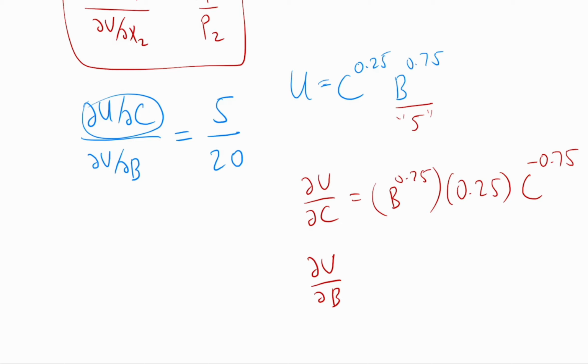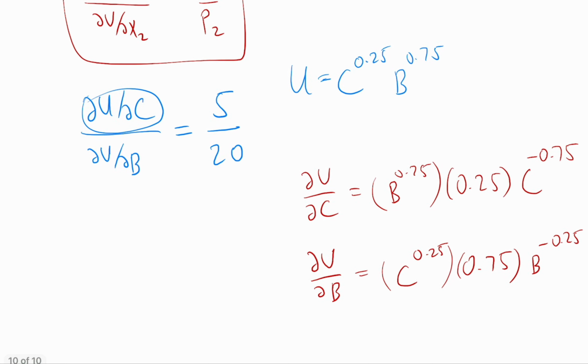And similarly, the derivative with respect to b. Here, I'll just erase this. So the derivative now, if b is your variable, now this in fact is the constant that stays there, c to the 0.25. And so then the derivative of the main part of it is 0.75 coming down times b to the, when you subtract 1 from 0.75, you get negative 0.25. All right, so now that we have all that, let's see.